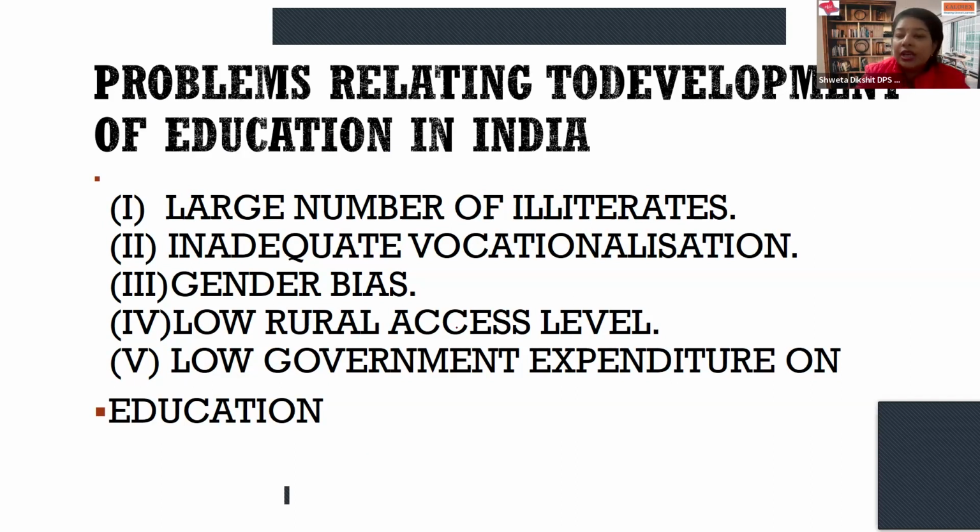Inadequate vocationalization: the book system, pen and paper writing system, examination system, and theoretical knowledge are still dominating the education system in India. There is gender bias, as females are provided less education than the male population, especially in rural India. And it is because of the low rural access to education.